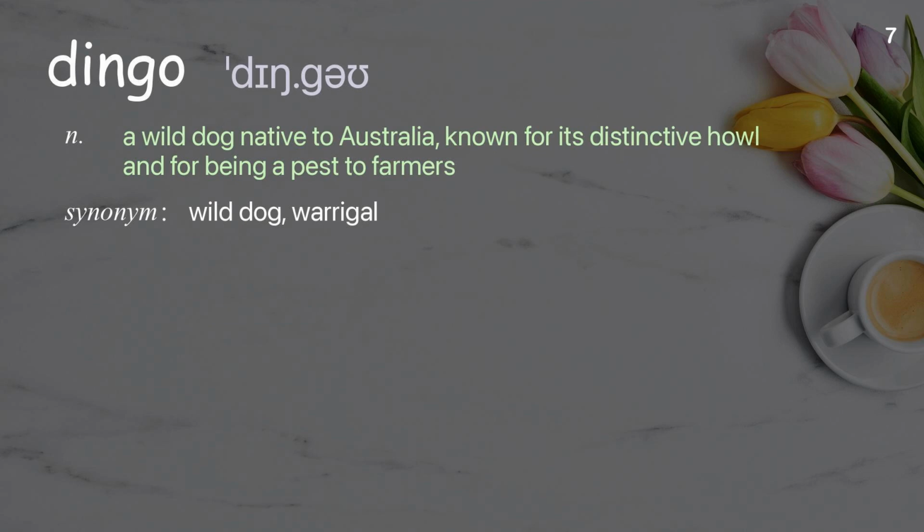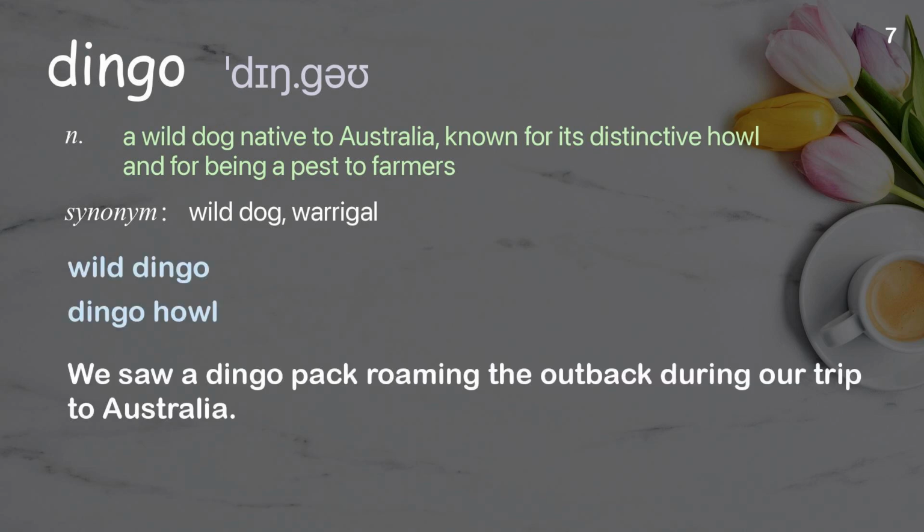Dingo. A wild dog native to Australia, known for its distinctive howl and for being a pest to farmers. Examples: Wild dingo. Dingo howl. We saw a dingo pack roaming the outback during our trip to Australia.